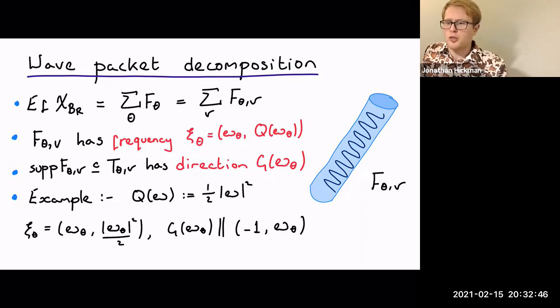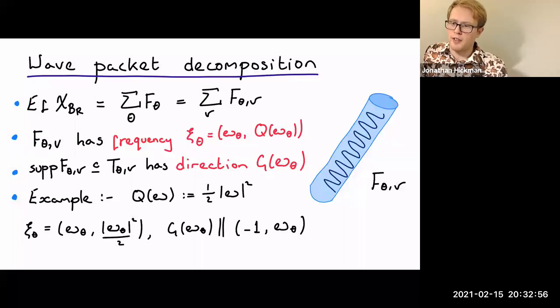So from our observations, we've seen that the f theta v has frequency given by the center of the frequency slab, which is this xc theta, and the f theta v's have spatial support inside these tubes, and each tube has direction given by the normal to the slab, which is the normal vector to the surface at the center of the slab. So here I've given an example where we have the elliptic paraboloid, and we have a choice of slab, a choice of xc theta, and the corresponding normal direction.